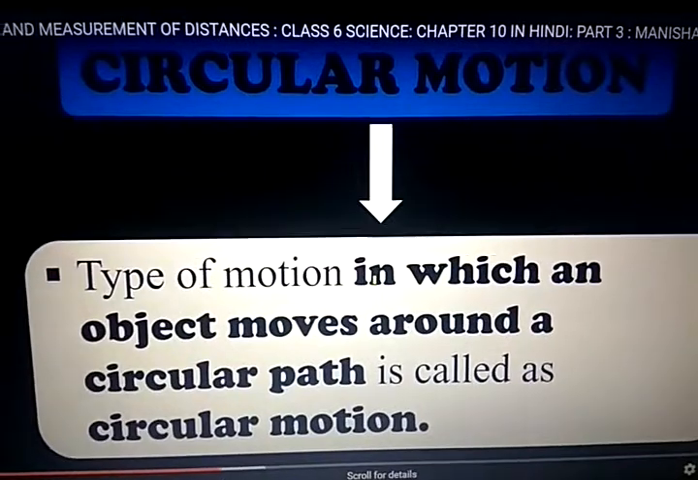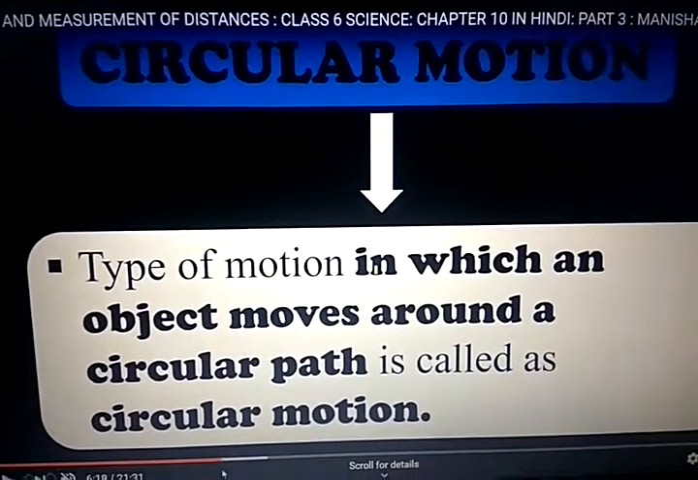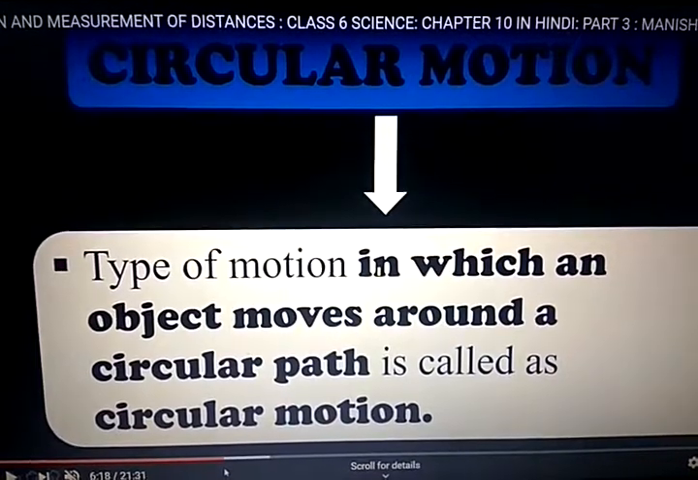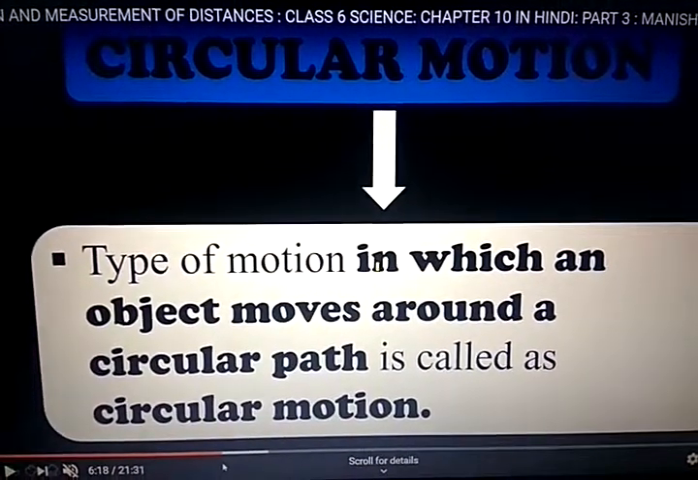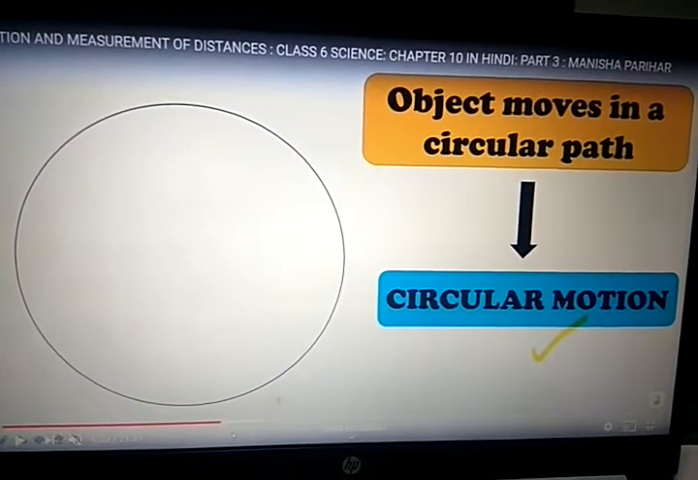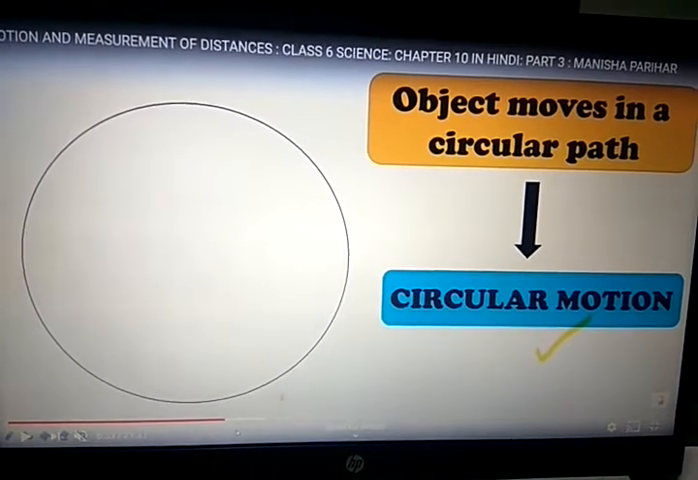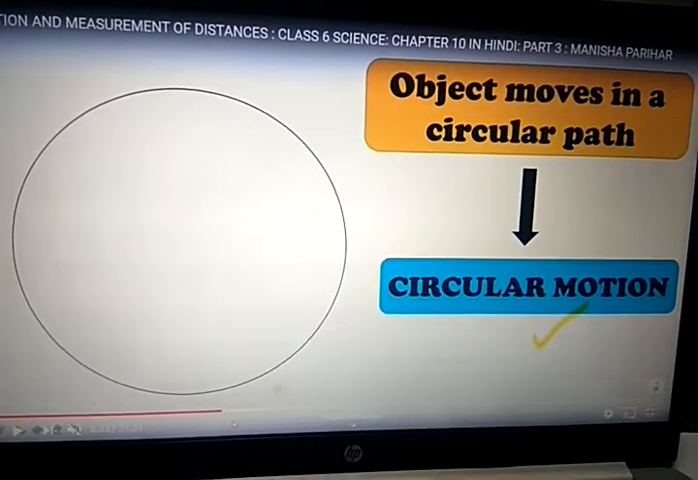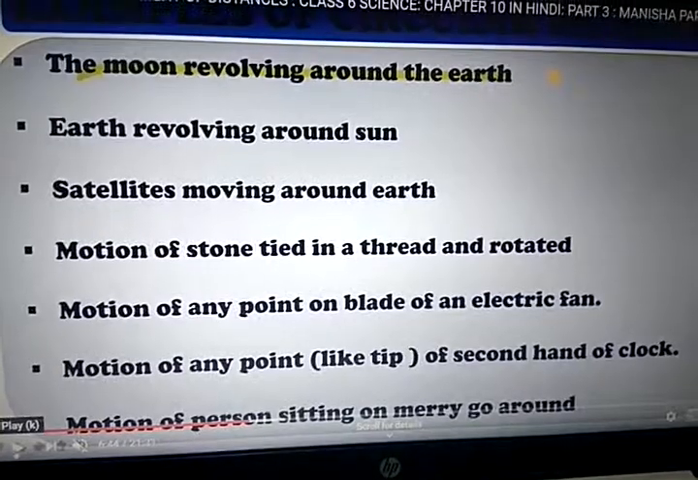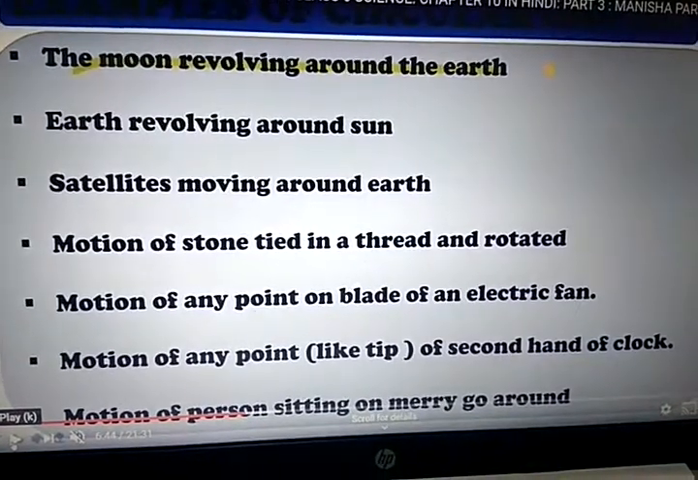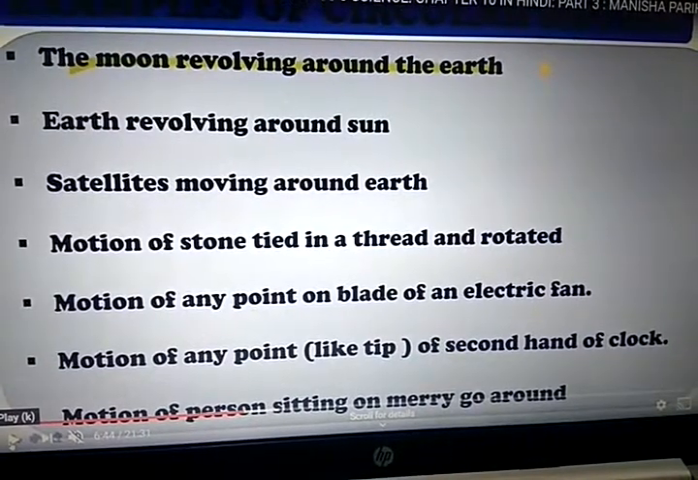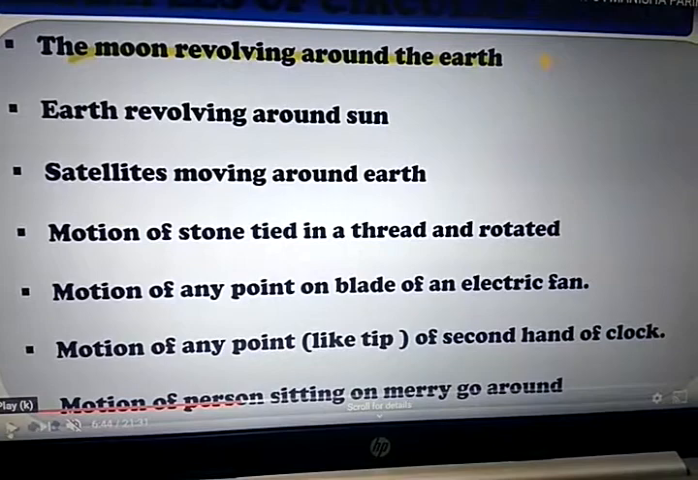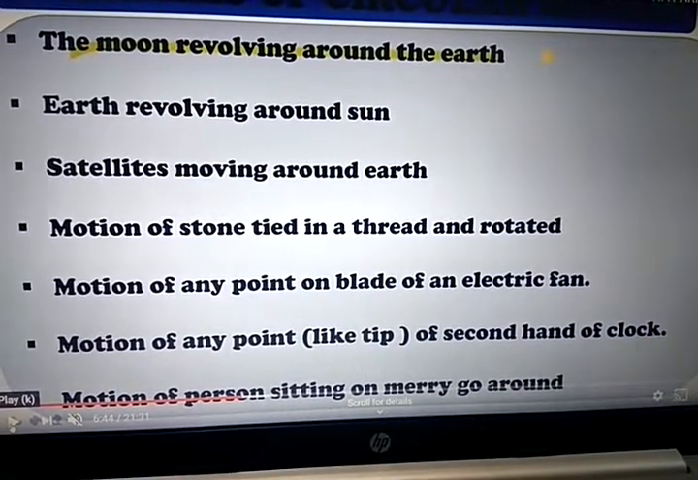Second, circular motion. The type of motion in which an object moves around a circular path is called circular motion. You see here an object moves in a circle. Motion is in a circular path. Dear students, these are the examples of circular motion. The moon revolving around the earth, the earth revolving around the sun, satellites moving around the earth.